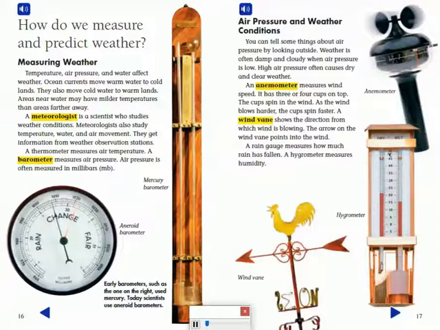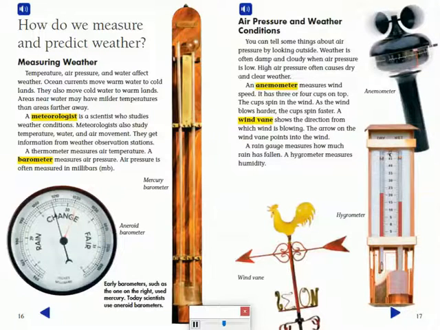How do we measure and predict weather? Measuring weather. Temperature, air pressure, and water affect weather. Ocean currents move warm water to cold lands. They also move cold water to warm lands. Areas near water may have milder temperatures than areas farther away.